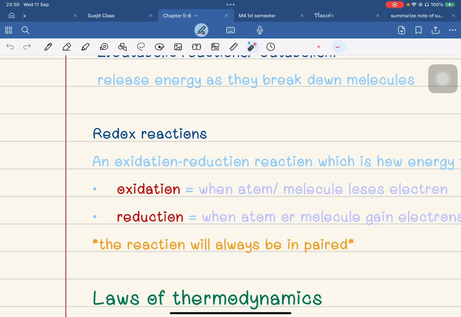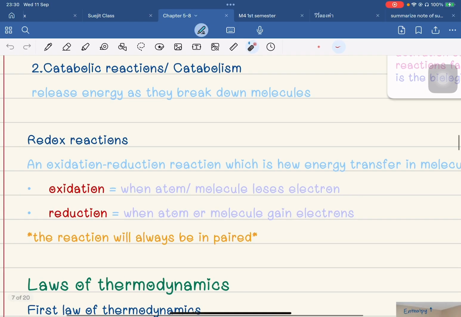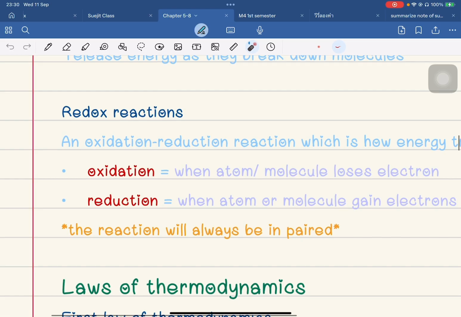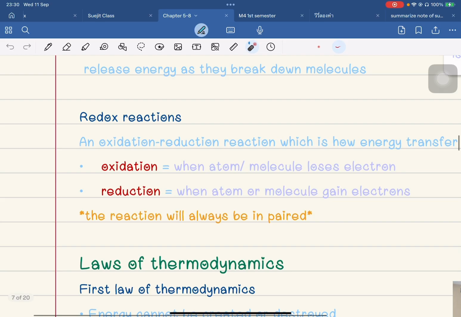In metabolism, we have redox reactions. A redox reaction is an oxidation-reduction reaction, which is how energy transfers at the molecular level. Oxidation is when atoms or molecules lose electrons, and in the opposite, reduction is when atoms or molecules gain electrons. So these two always occur in pairs.